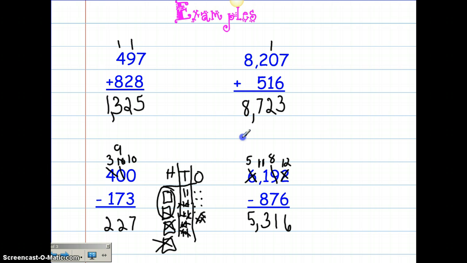That is what we are doing when we are regrouping. We're just moving hundreds, tens, ones, or sometimes even thousands to different locations.